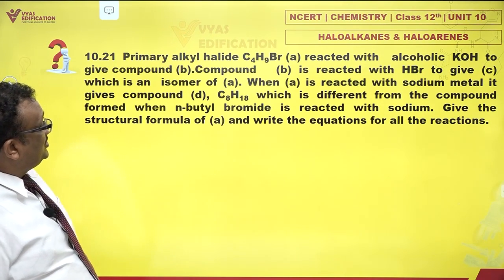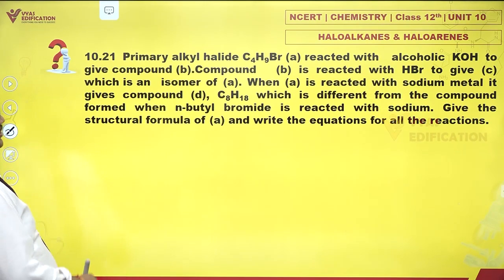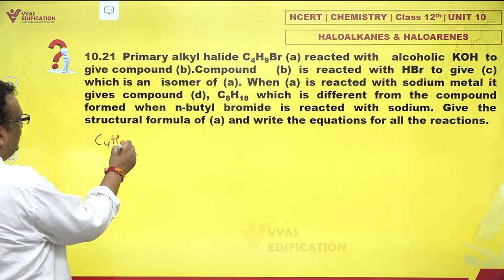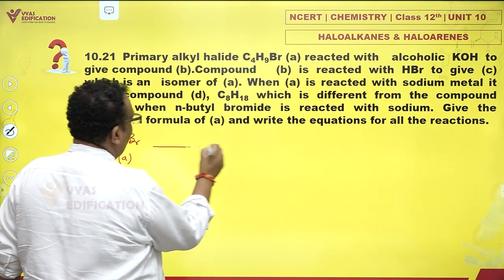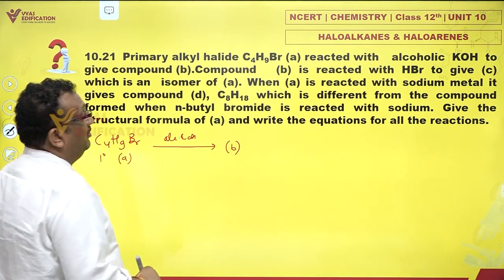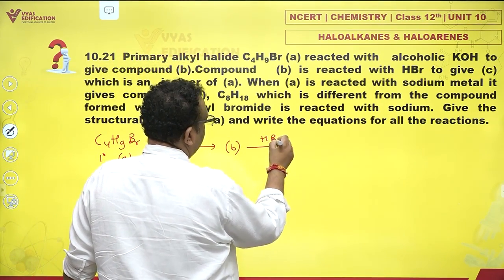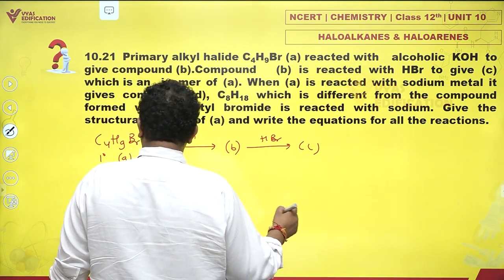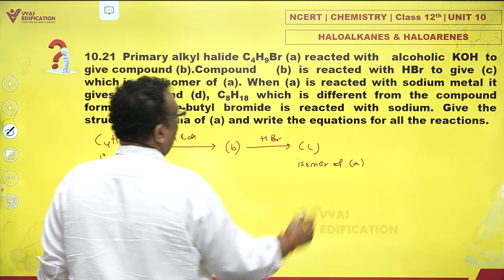Primary alkyl halide C4H9Br. Please note it is primary. A. Reacted with alcoholic KOH to give a compound B. Now C4H9Br, A, which is primary. It says it reacts with alcoholic KOH to give a compound B. When B is reacted with HBr, it gives C, which is an isomer of A. Well, C, they are telling me, is an isomer of A. Fascinating.